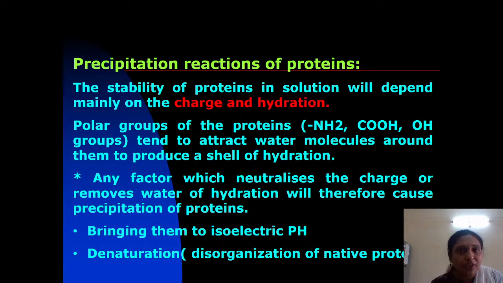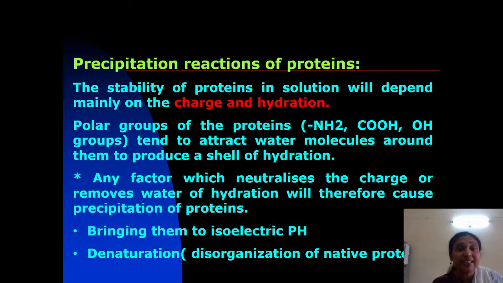So what you have to understand is that in protein solutions, protein-protein interactions are less and protein-water interactions are more. Why are protein-protein interactions less in protein solution? Because the protein is surrounded by the shell of hydration, so that prevents the formation of precipitation. And we know that proteins in biological fluids are charged molecules, carrying either positive or negative charge. Now, what is precipitation?